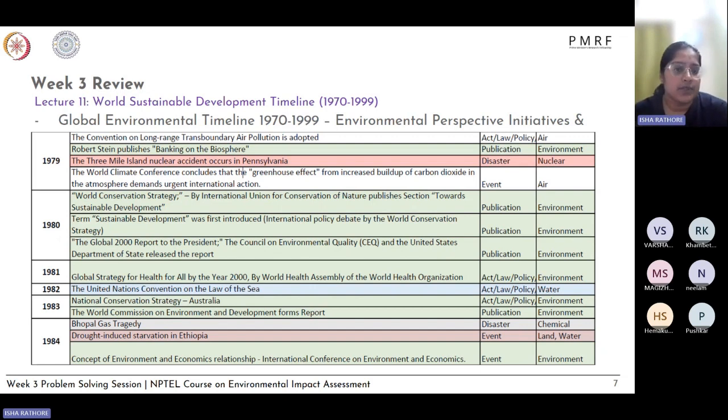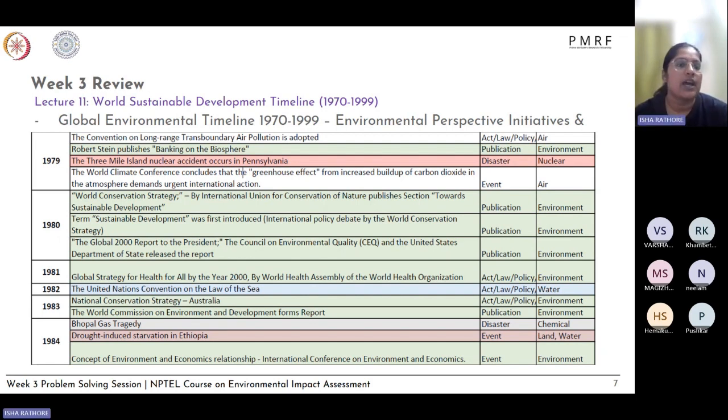Then we had the World Climate Conference concluded that the greenhouse effect from increased buildup of carbon dioxide in the atmosphere demands urgent international action. So in 1979, the biggest environmental threat was the greenhouse effect and the subsequent effects which were coming out of it.